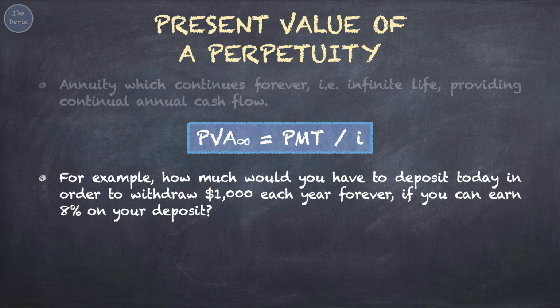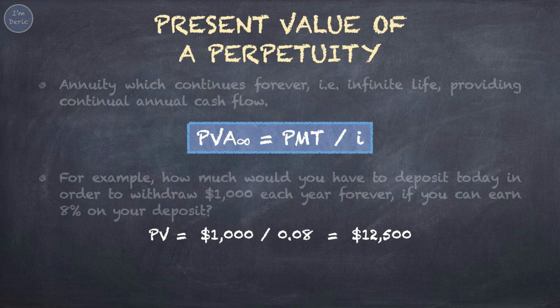For example, how much would you have to deposit today in order to withdraw $1,000 each year forever, if you can earn 8% on your deposit? Just apply the formula, PV equals $1,000 over 0.08, then you will get $12,500. It means, now you have to deposit $12,500, so that you will receive $1,000 every year until forever.